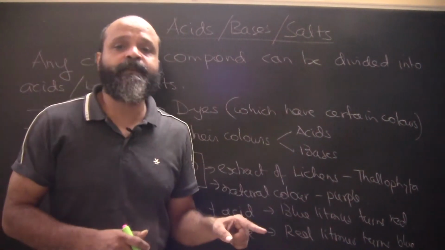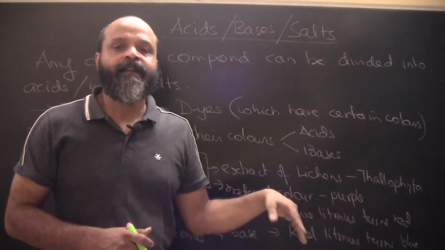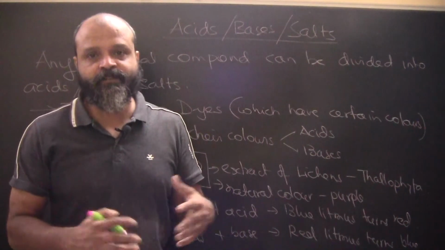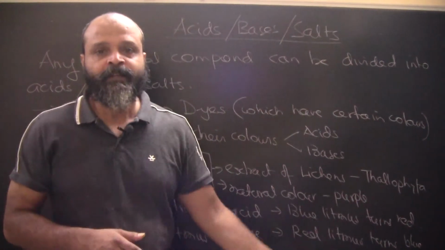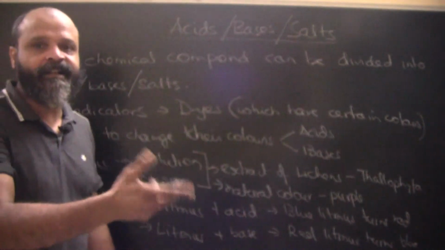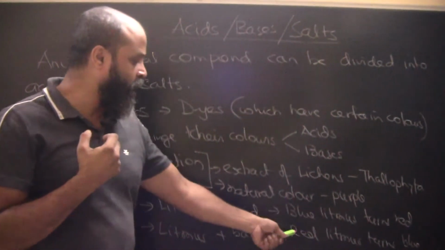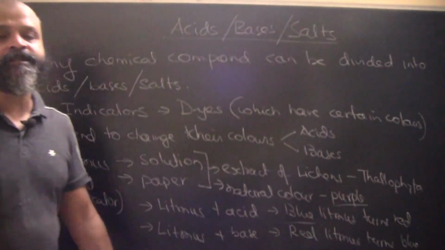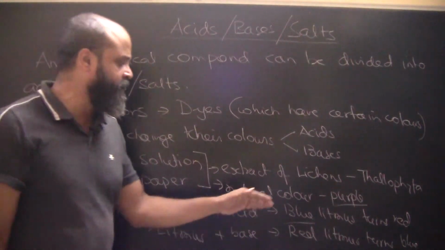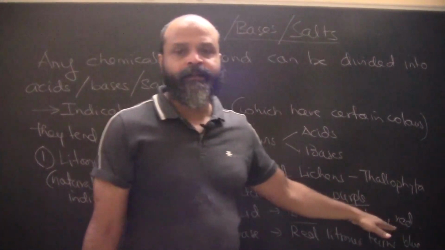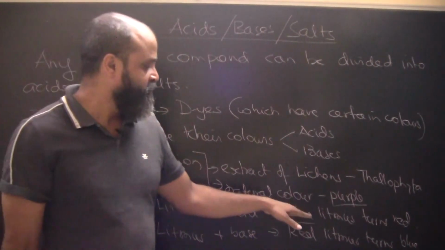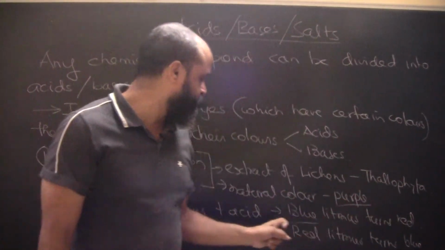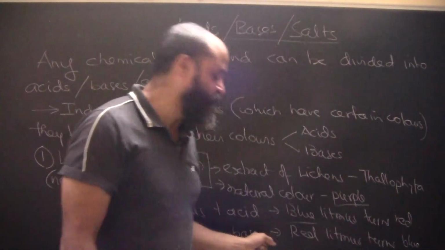It is a natural indicator because we obtain litmus from lichens, which are a species of plants, or Thallophyta species. This is basically an extract that we obtain. So in spite of its color being purple, how do we make blue and red litmus, whether in solution or in paper? It's easy to make red. If I treat litmus with acid it becomes red, and with base it becomes blue.